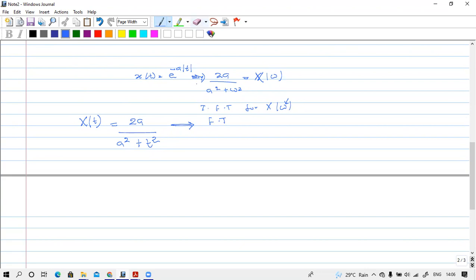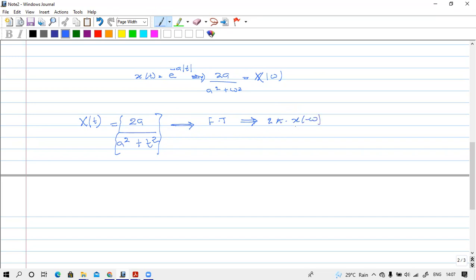We are asked to find the Fourier transform of this time domain signal. In this case, you can use the duality property. What does the duality property say? You have X(t) and you get 2π x(minus omega). So this is the duality property.